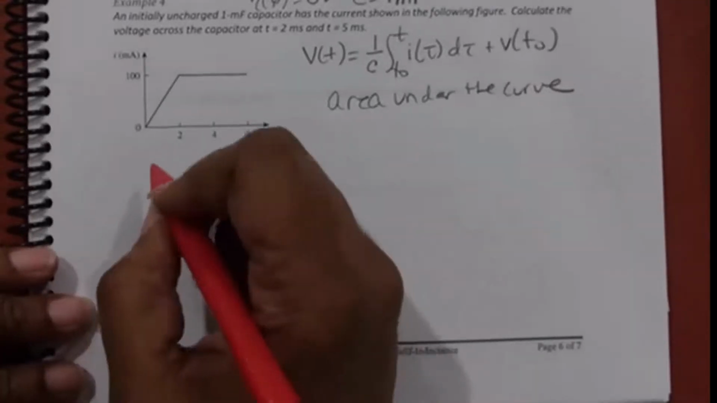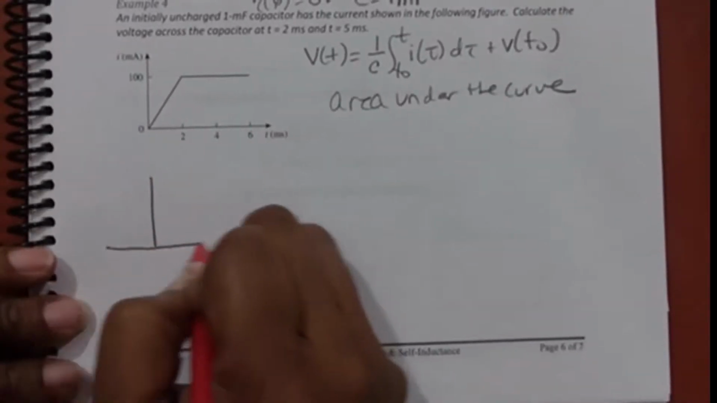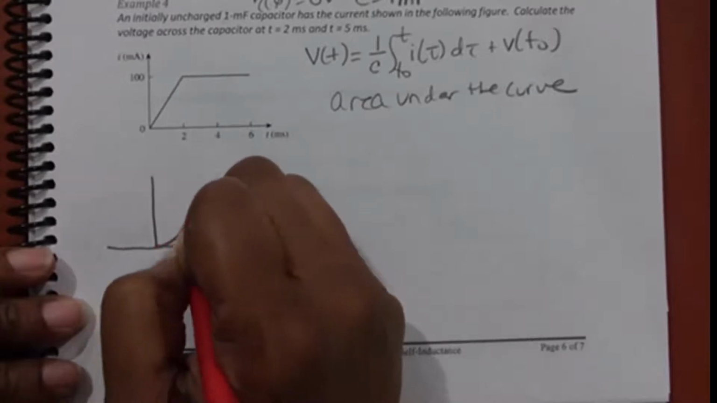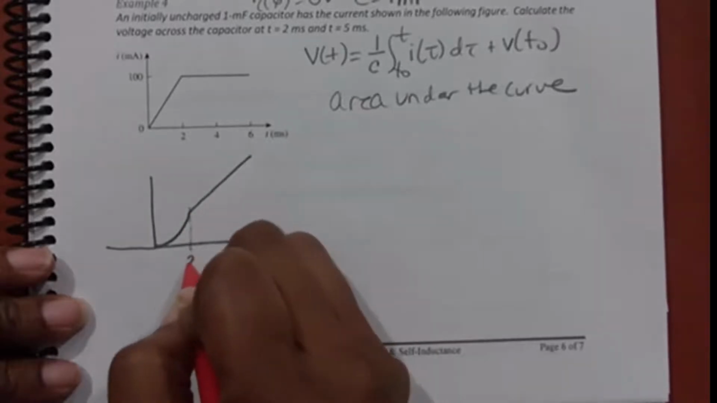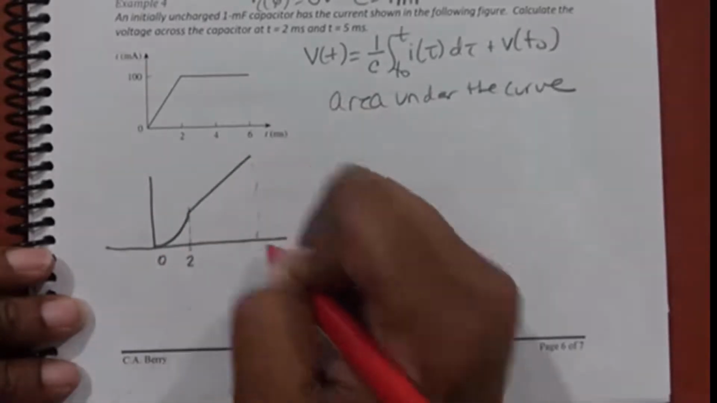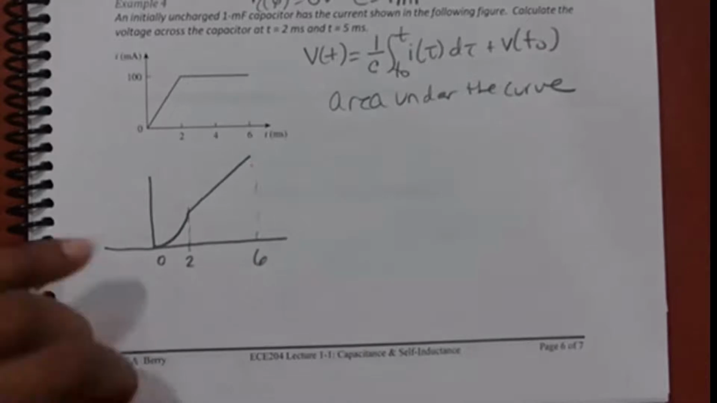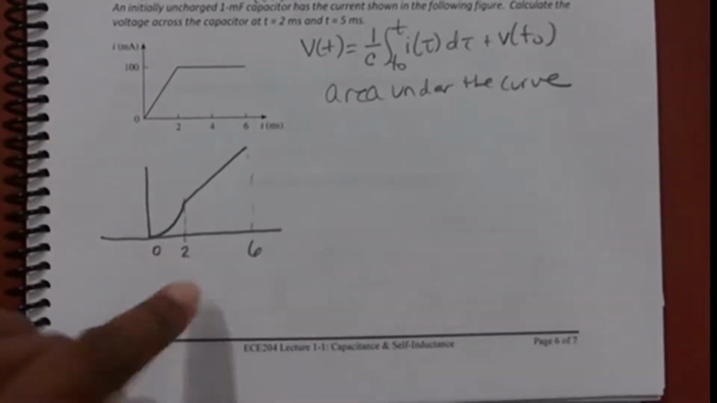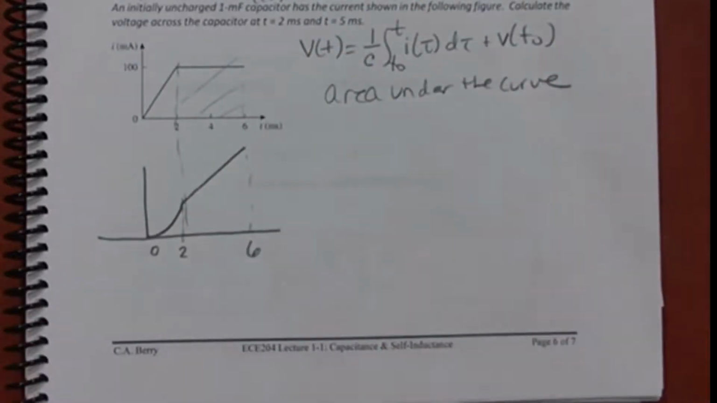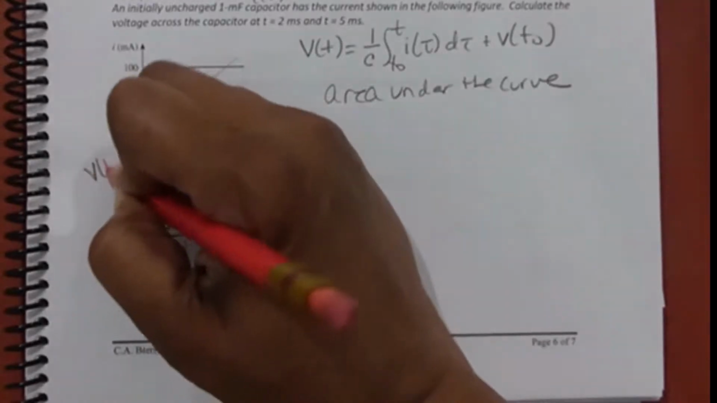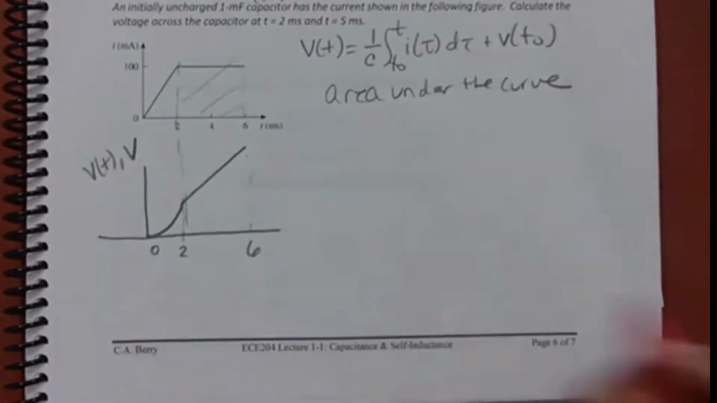If I was going to make a plot first, I know the shape has to look something like this. Because when you find the area of a triangle, it becomes parabolic, and when you find the area of a rectangle, it is linear. So it's going to be something like that when I plot the voltage. But we need to figure out what those values are.